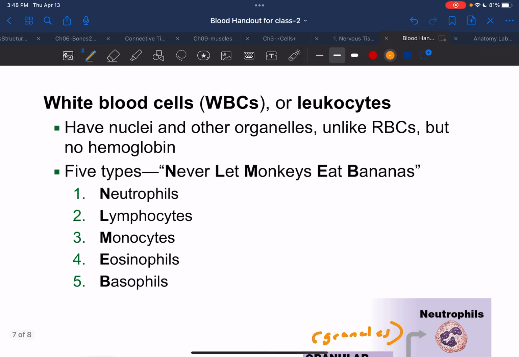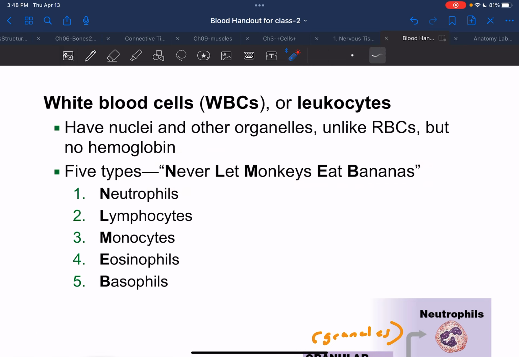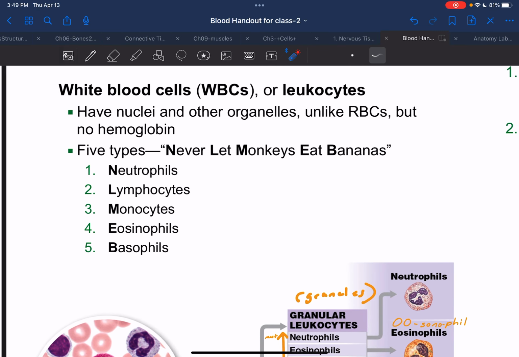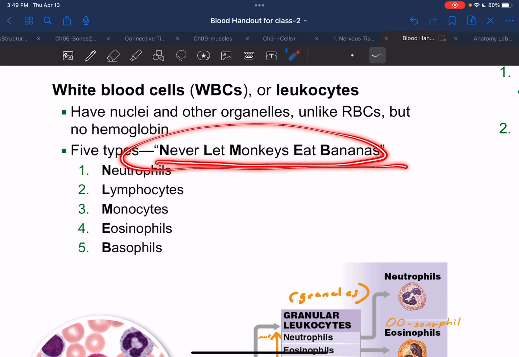And so this acronym will be a great way to remember the abundance or the order. Never let monkeys eat bananas. This is the order of abundance, with N being the most abundant: neutrophils, lymphocytes, monocytes, eosinophils, and basophils. But be careful because I'm mixing them. This is the granulocytes and the agranulocytes together. You're seeing that now we didn't separate Ben. Ben is not together anymore. They're telling you by abundance. That's what this is supposed to help you with.